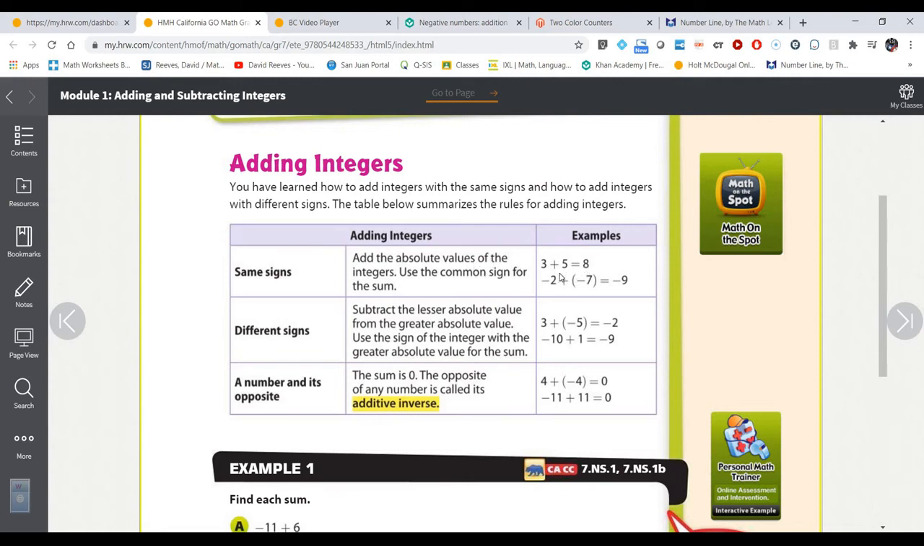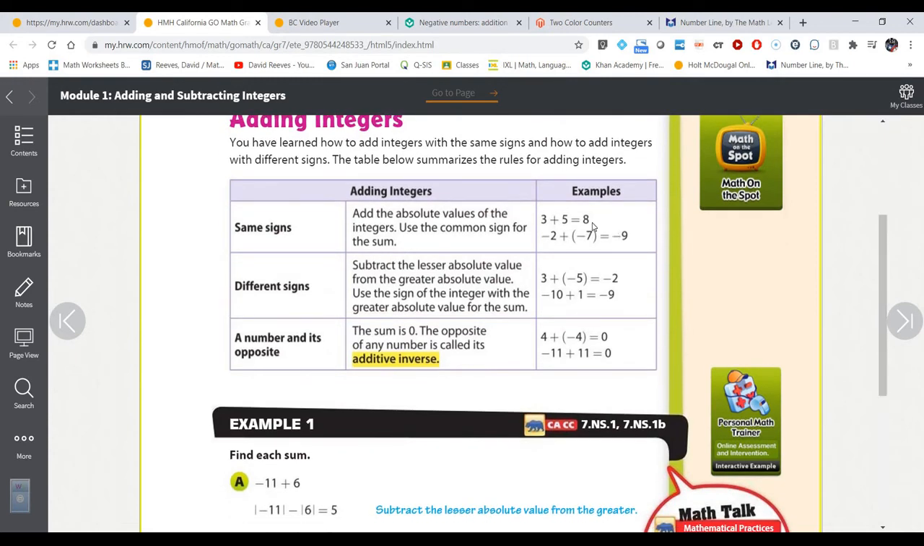So when they have the same sign, just add them together, and then you keep the sign the same. Positive 3 plus positive 5 is positive 8. Negative 2 plus negative 7 is negative 9. When you're adding, the sign always stays the same. All right, with different signs, I'm going to tell you now, you could read through this. It's kind of confusing, so I'm just going to put this in my own words, okay?